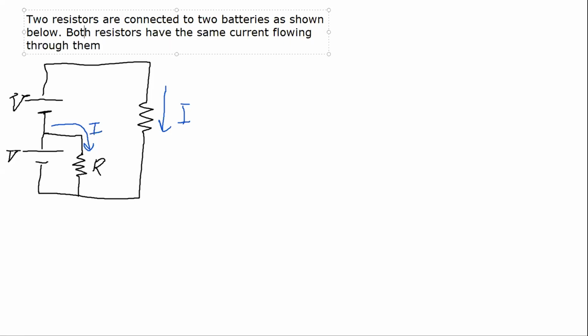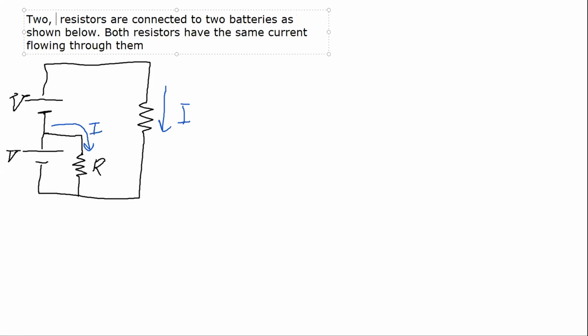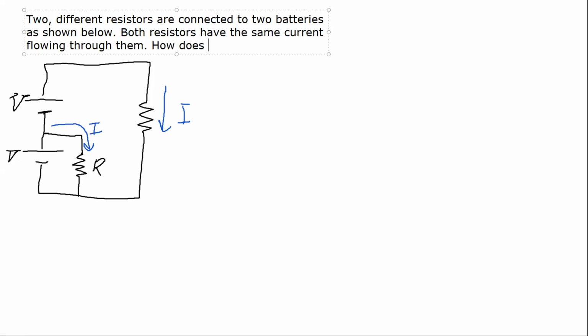Well, actually, these 2 resistors are not the same. So 2 unequal resistors, I guess. That's not the right word though. There's another word that I'm blanking on, but these are 2 different resistors. Maybe I should put that rather than unequal. So 2 different resistors. They have different resistance. Both resistors have the same current flowing through them. How does resistor 1 compare to resistor 2?